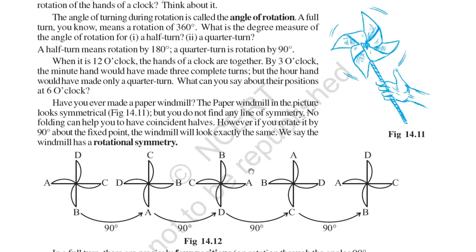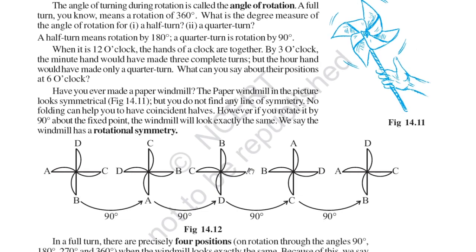Have you ever made a paper windmill? So you can see in the figure, the paper windmill in the picture looks symmetrical. You can see it looks symmetrical, but you do not have to find any line of symmetry. No, folding cannot help you to have coincident halves. However, if you rotate it by 90 degrees about the fixed point, the windmill will look exactly the same. We say the windmill has a rotational symmetry.